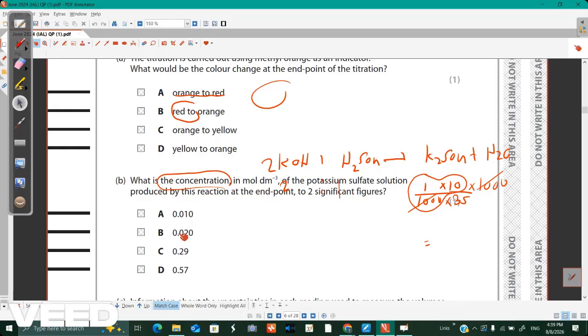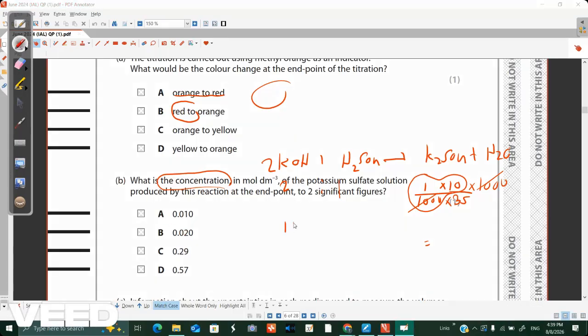10 over 35 means 0.33 something, less than 0.3, no? 10 over 30 means 0.33. So 10 over 35 means the ratio must go down, right? So it must be 0.29, right? Did you understand my logic? I don't know whether I am being too mathematical for you guys. So without simplifying, I just assume the answer should be 0.29.